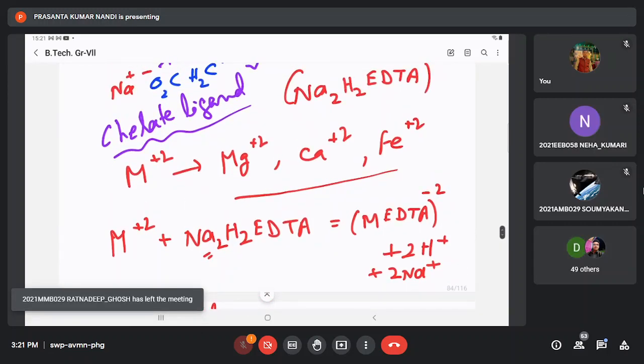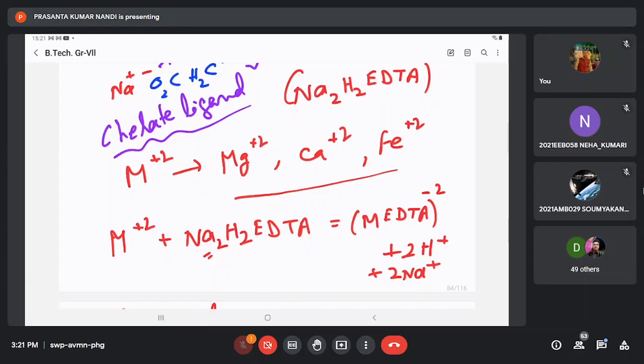So please write down the reaction wherein M2+ denotes the bivalent metal ions magnesium, calcium or iron. In hard water, if iron salt is present, then it also partly provides the hardness of water. So the presence of soluble salts of magnesium, calcium and iron will give you the permanent hardness of water.